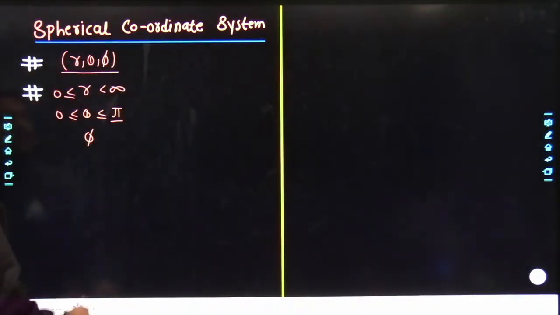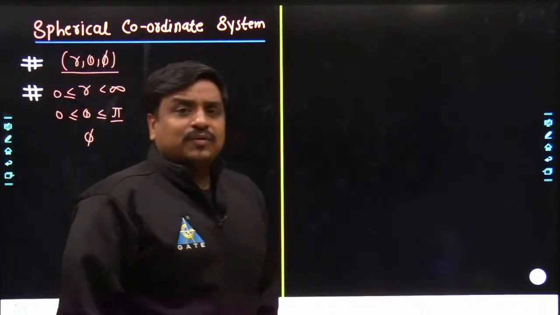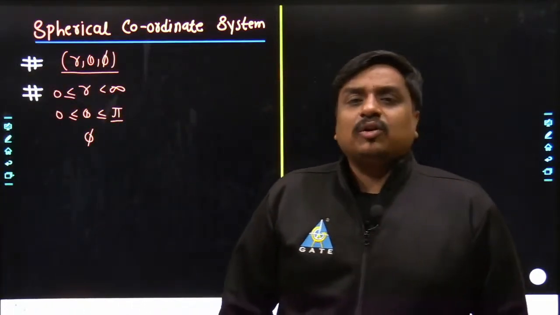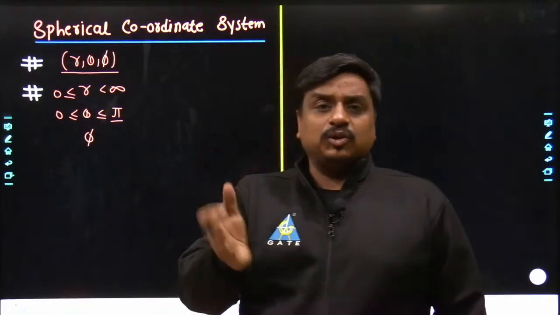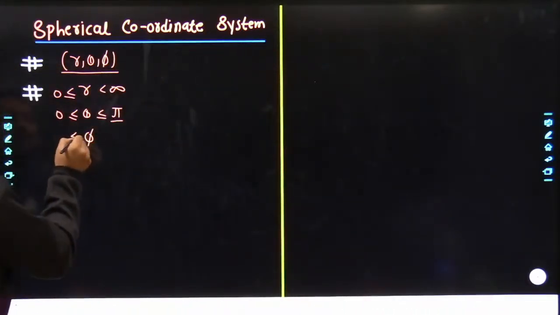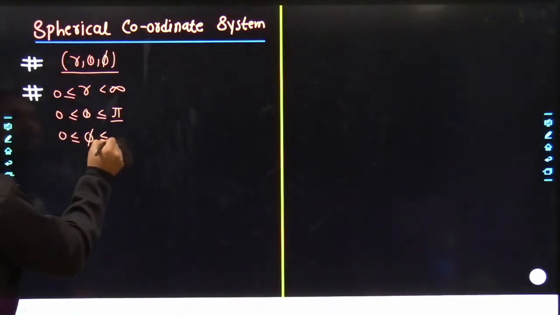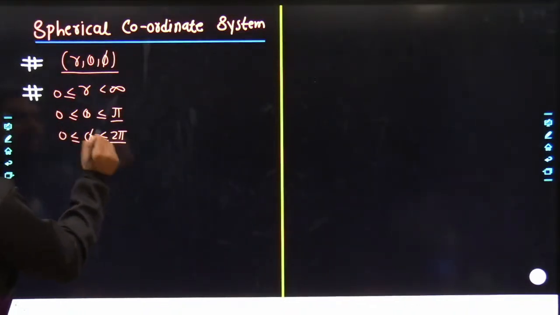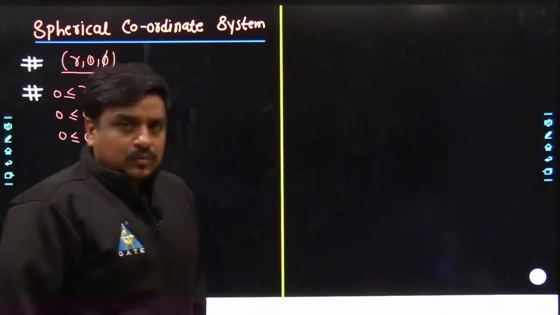My dear friends, phi is the same phi which we discussed in the case of the cylindrical coordinate system, and when we talked about its limit, it started from 0 and went till 2 pi. So phi is the same phi which we have seen earlier. So it goes from 0 till 2 pi.